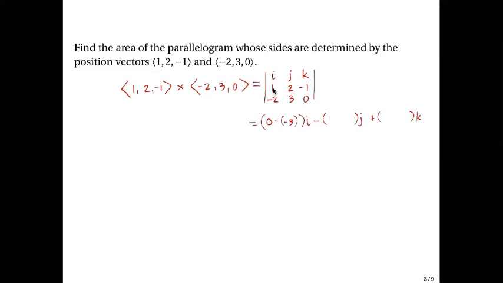For the j part, we have the submatrix 1, -1, -2, 0. So you will have 1 times 0 minus -2 times -1. That's positive 2. And then for the k part, we have the submatrix 1, 2, -2, 3. So this will be 1 times 3, that's 3, minus -2 times 2. That's 7.